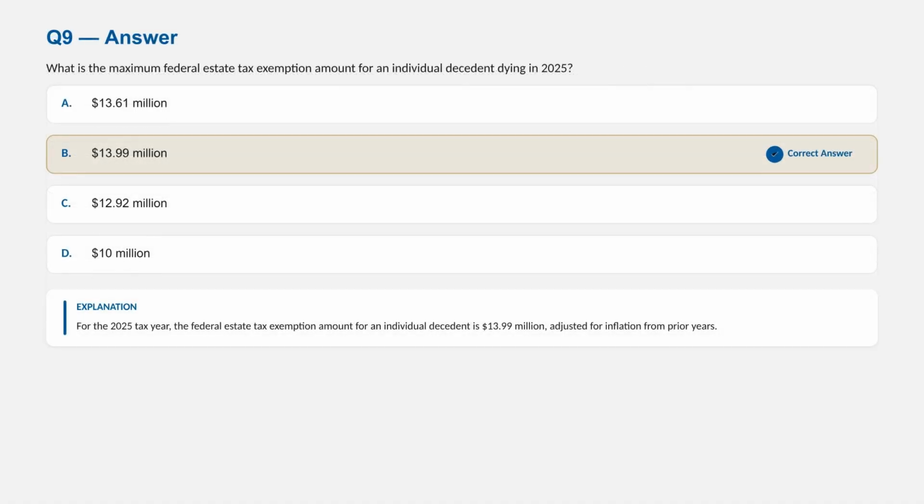The correct answer is B. $13.99 million. For the 2025 tax year, the federal estate tax exemption amount for an individual decedent is $13.99 million, adjusted for inflation from prior years. Great, now let's move to our next question.